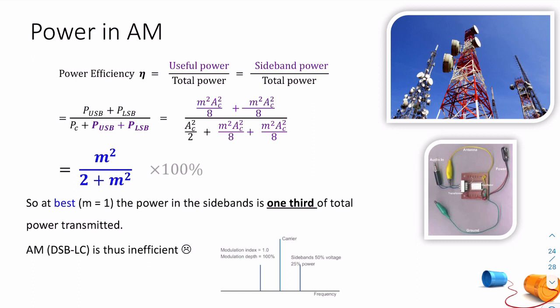So, if you just think about the implication of this, think about how can we maximize the power efficiency. So remember we said m at best is 1. So if m is 1, then 1 squared over 2 plus 1 squared is 1/3, which is 33%. So that's quite low. So that means that 66.7% of the power that we're generating, or the power that we're transmitting, is wasted. Now we say wasted between inverted commas because it actually isn't wasted. It doesn't contain useful information.